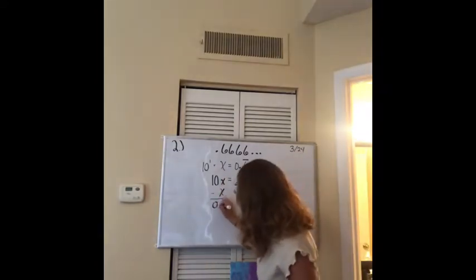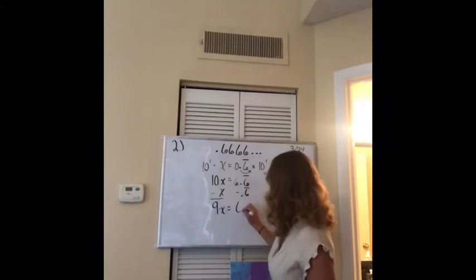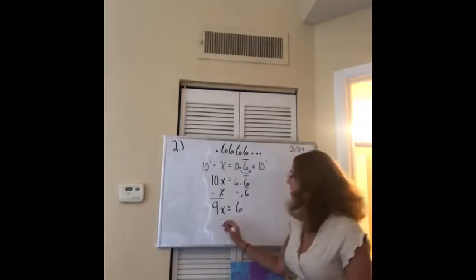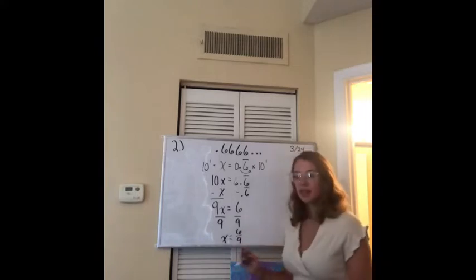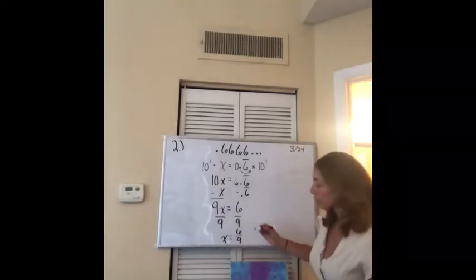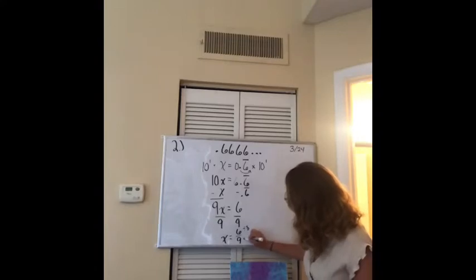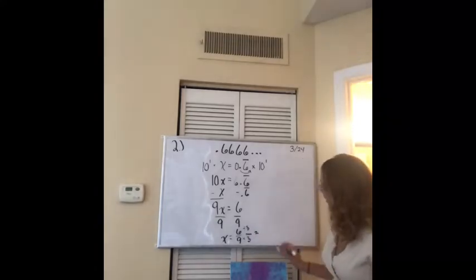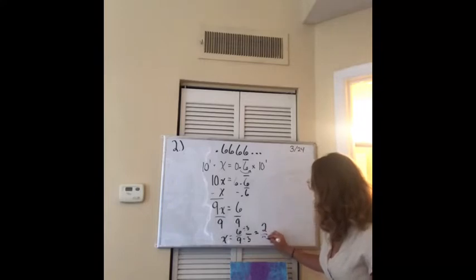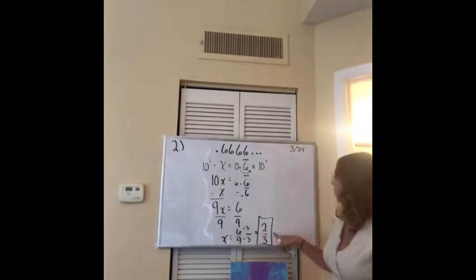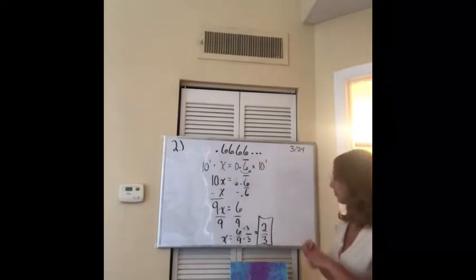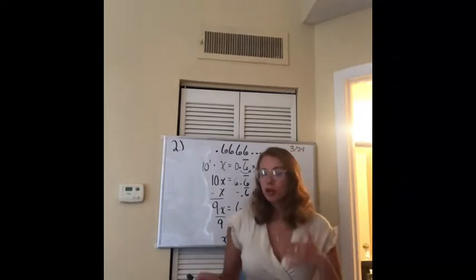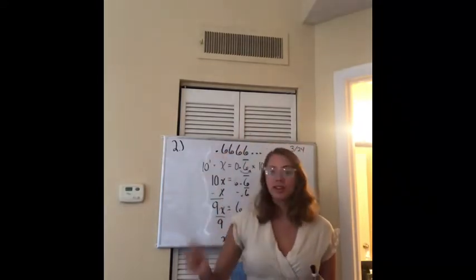So we end up with 9x equals 6. If we want x by itself, we divide by 9. And we get x equals 6/9. This can be reduced. Both of these numbers go into 3, so I'll divide the top by 3 and the bottom by 3. And that gives me 2/3. 2/3 is the fraction form of 0.6 repeating. And if you're looking for the word, you can go back and write down all the words that I say as I'm doing that.